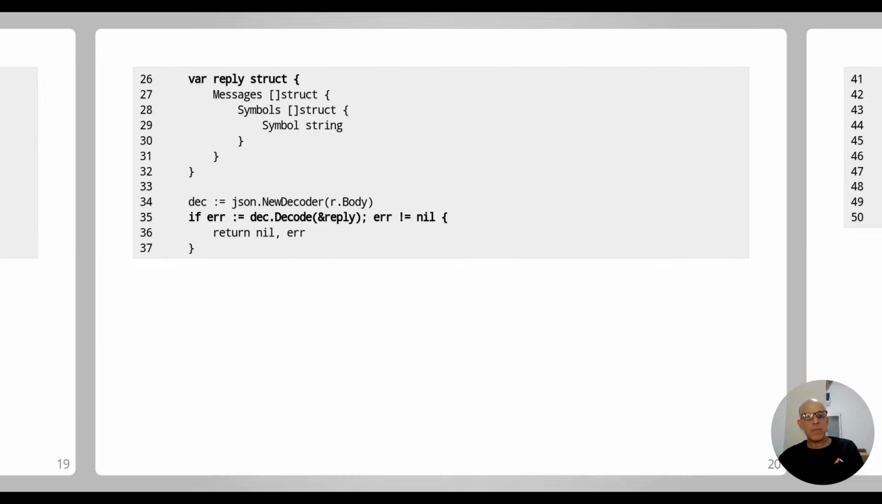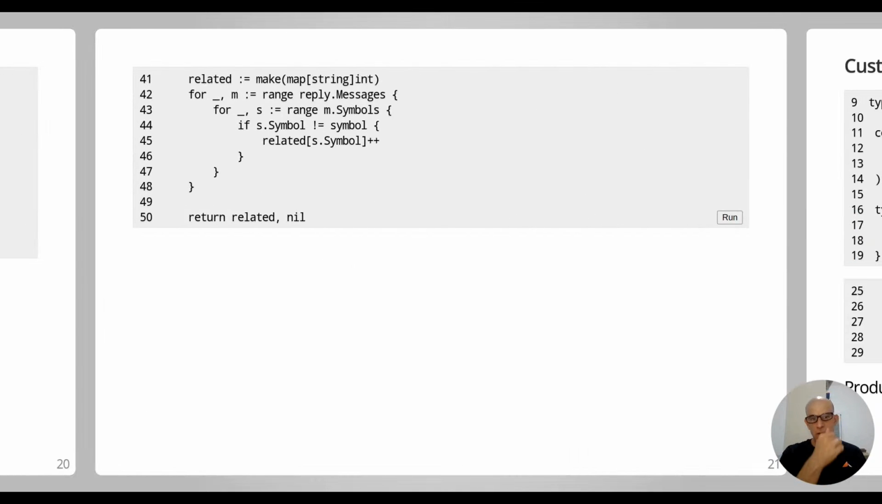And I'm naming the names in ways that are matching the JSON document. So I don't even need the field tags to say what I need. Right, and then I just can do a decode on the reply, and that's it. Way less code than what we have there. And then finally, I can do some calculation. So what I'm doing is I'm creating the related symbols and counting how many times each symbol was shown, right?